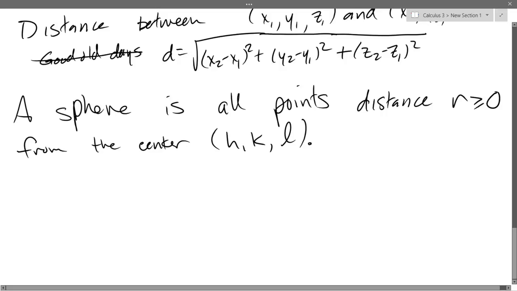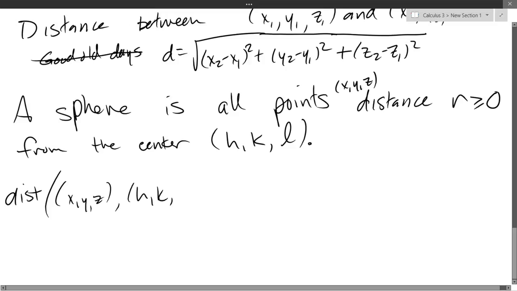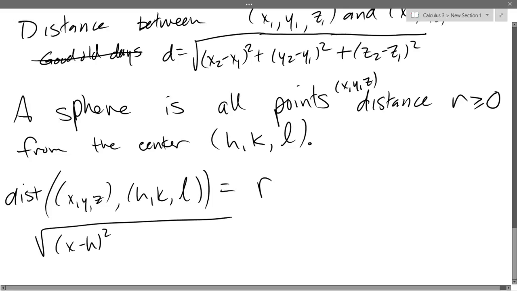So what does that look like? We could write that out. All points, of course, points are x, y, z. So we want the distance of x, y, z to h, k. No, your book goes x naught, y naught, z naught. Whatever. We're already going h, k, l, equals r. All right, so I just turned our sentence into math. Distance from your point to the center is r. So distance is the square root of x minus h squared plus y minus k squared plus z minus l squared equals r.